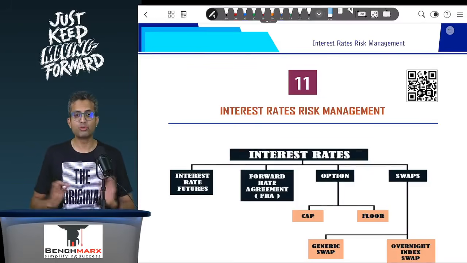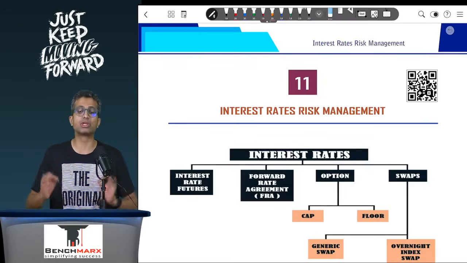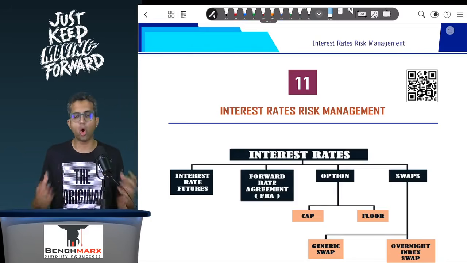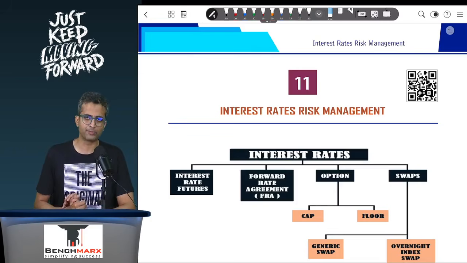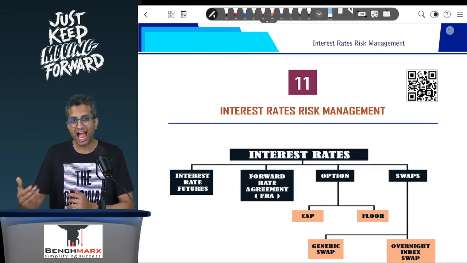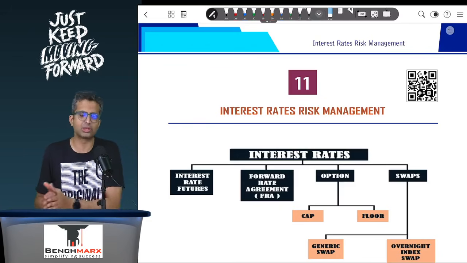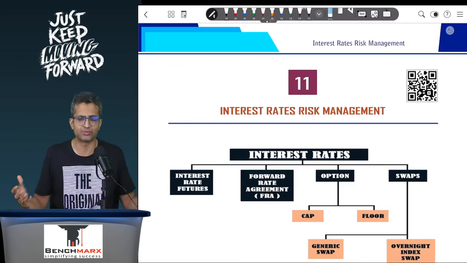In today's video, we would be doing a full revision for interest rate risk management of your CA final AFM, along with all important questions of this chapter. So when we are looking at interest rate risk management, what is different in this chapter as compared to the foreign exchange or the derivatives chapter?